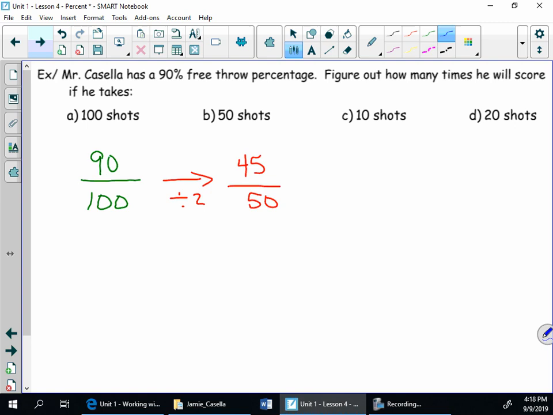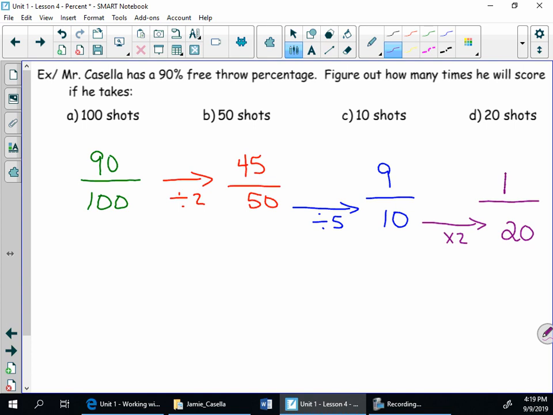Again, if I take 10 shots, how many should I make? Well, that's another equivalent ratio. Let's divide it by 5. I should make 9 out of 10, which is still 90%. If I were to take 20 shots, again, we can make equivalent ratios. How many out of 20? Well, how do I make that? Oh, I've got to times it by 2. So 18 out of 20.